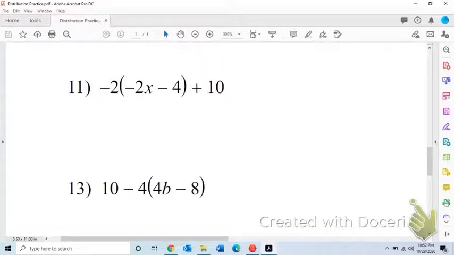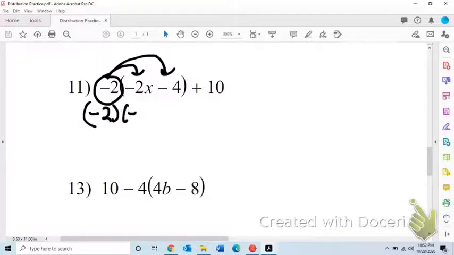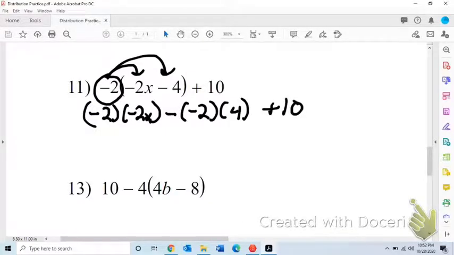Okay, so now we're going to jump down to 11. So here, notice, what we're going to be doing is we're going to distribute, and then combine like terms. So we have that negative 2 there. We're going to distribute it to the negative 2x and the negative 4. So that's negative 2 times negative 2x. And then we bring down that negative. So it's negative times negative 2 times 4. And then we add the plus 10 on the back.